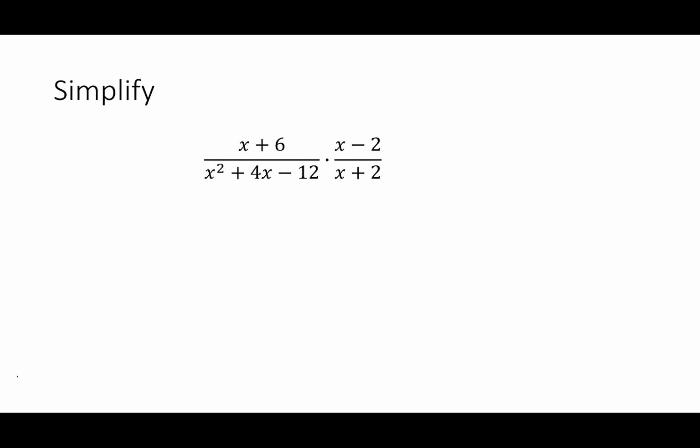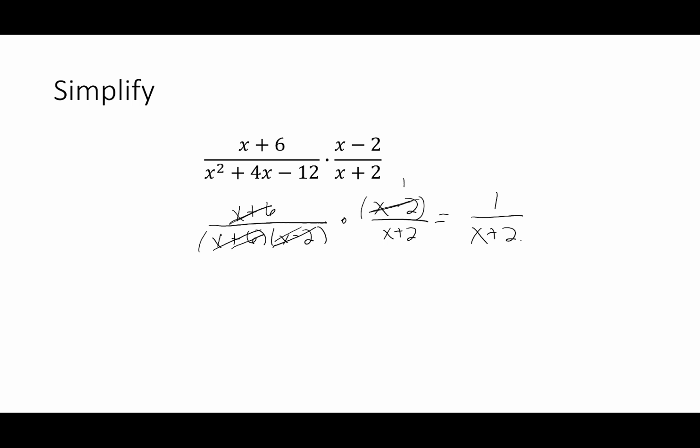Well, let's take a look at x plus 6 over x squared plus 4x minus 12 times x minus 2 over x plus 2. The x plus 6 is fine. It doesn't simplify. But I look at the x squared plus 4x minus 12, and I think, well, what factors of negative 12 would give me positive 4? And that would be x plus 6 times x minus 2. That's multiplied by x minus 2 over x plus 2. So hopefully you notice there's a lot to cancel. This x minus 2 cancels x minus 2. X plus 6 cancels x plus 6. So the numerator is just a 1. The denominator is x plus 2.